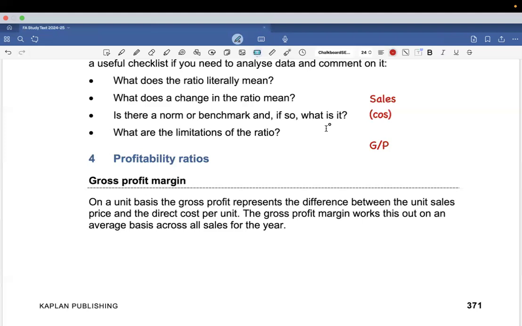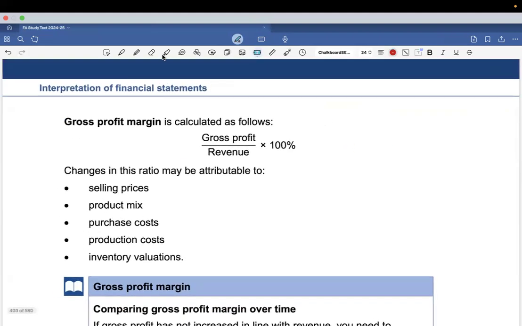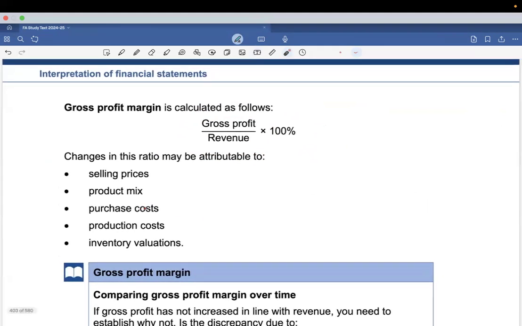Understood? So the gross profit ratio equation is GP divided by sales into 100. Copy it down. GP divided by revenue or sales into 100. Copied? Now, in your exam, you are likely to be tested on how, if the gross profit is changing, is it because the selling price increased? Is it because the direct cost increased?